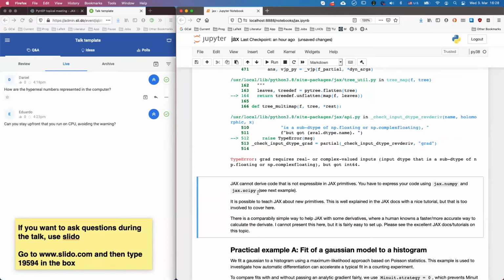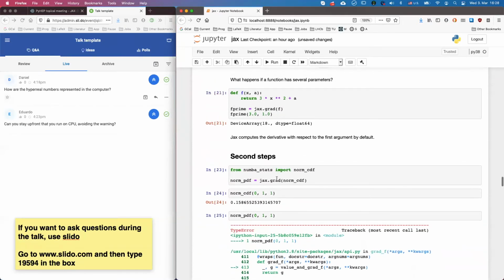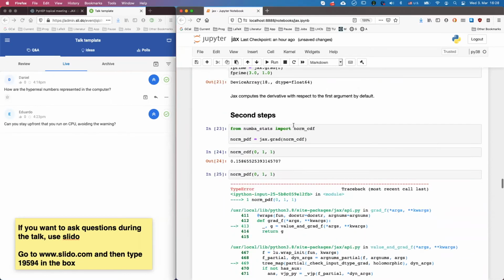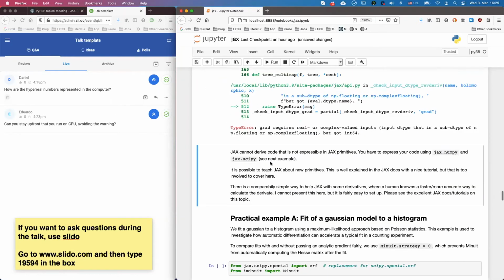Since this is Numba compiled, JAX doesn't see the Python code here, it just sees the JIT compiled function and cannot look inside, and therefore it cannot compute the derivative here. So I have to actually re-implement this in some code that JAX can understand, and only then it can compute the derivative.